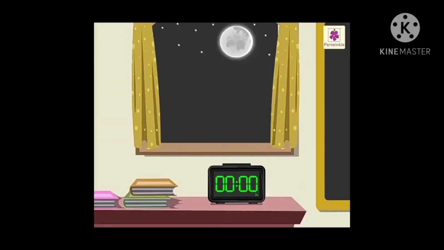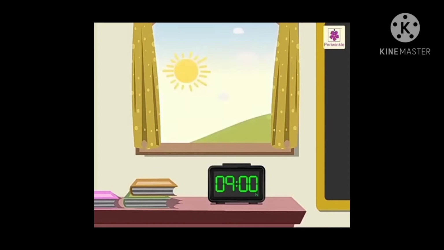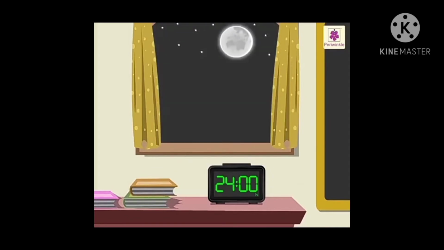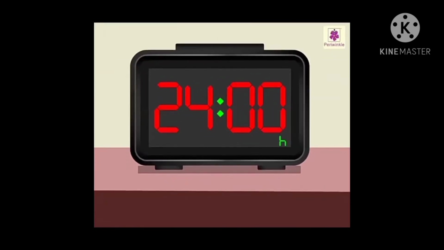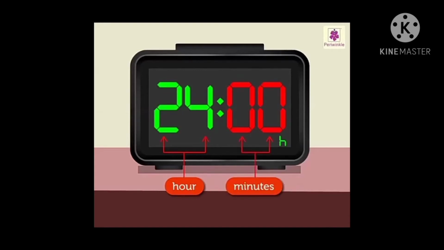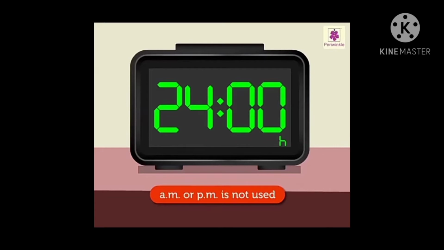It starts at 0 hours and ends at 24 hours. 4 digits are used in the 24-hour clock as shown. At the end of the 4 digits, we write H. The first 2 digits show the hour. The next 2 digits show the minutes. The letter H stands for hours. AM or PM is not used.